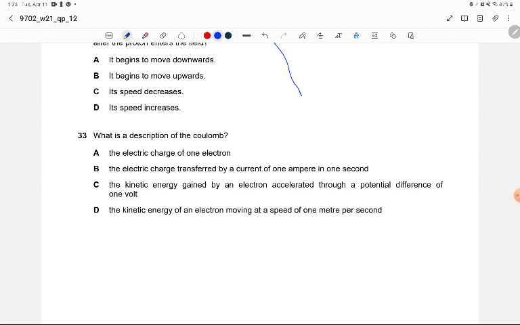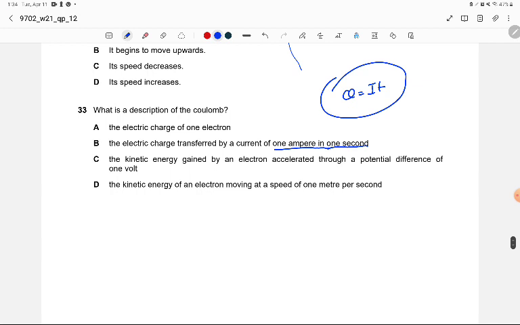No, that is not 1 coulomb. The electric charge transferred by a current of 1 ampere in 1 second. Let's see, Q is equal to I t. The electric charge transferred by a current of 1 ampere in 1 second. So that can be true. That is true, in 1 second.